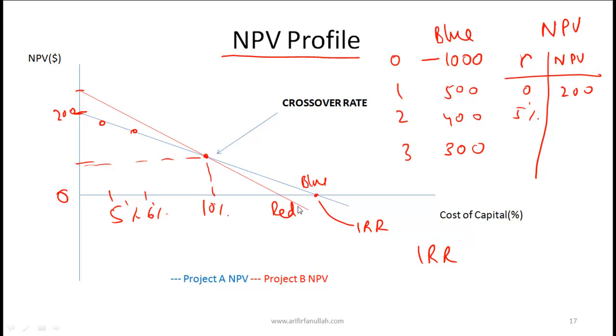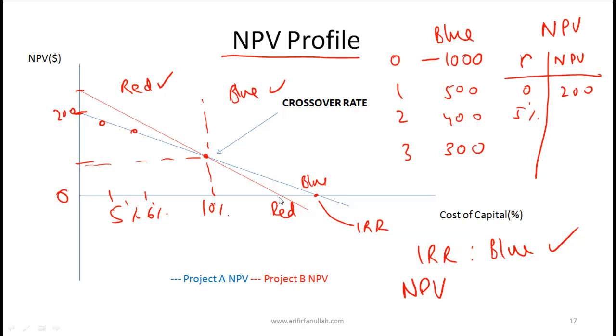Now the question that might also come up is which project is better. If you are doing purely an IRR analysis, then you would pick the blue project over the red project because the blue project has a higher IRR. So you would say that blue is better. But if you do an NPV analysis, then it depends, because if you use a rate of 6%, then the NPV of red is better. So to the left of the crossover point you would select red, to the right of the crossover point the blue project looks better. So here blue is better.